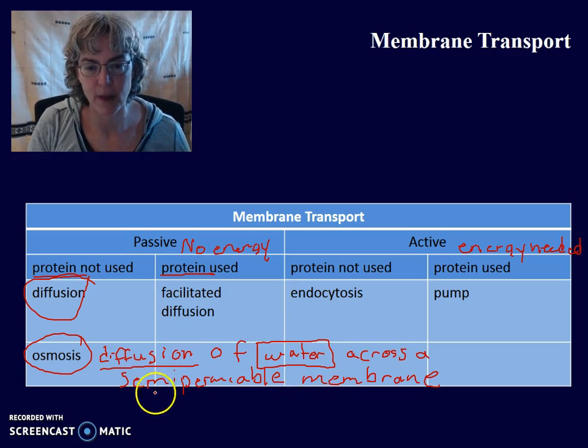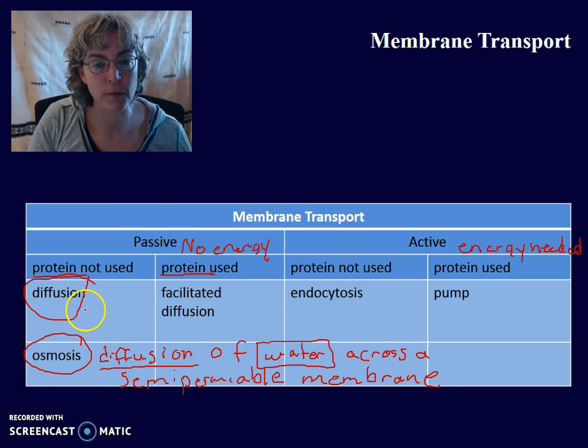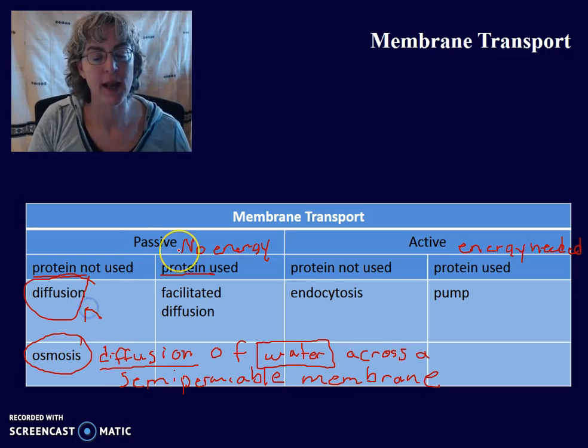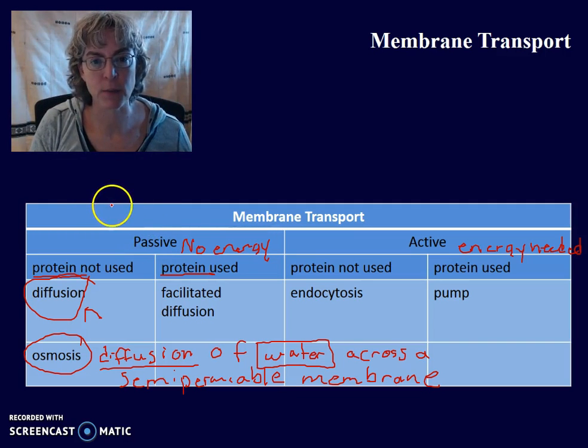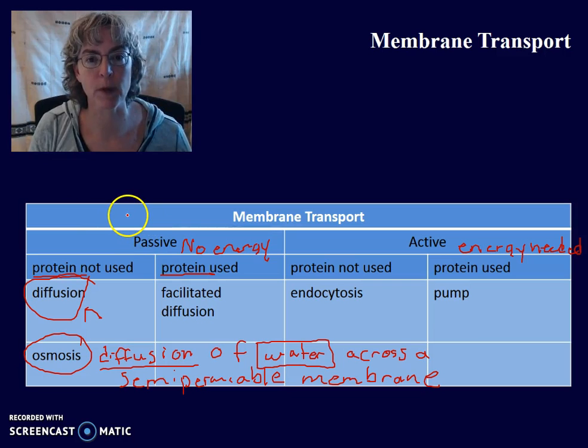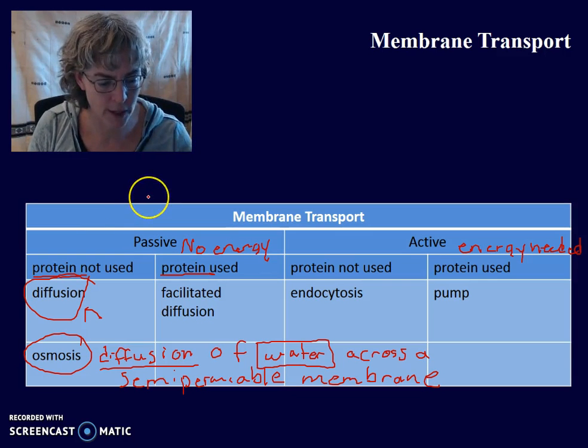of water. And in diffusion before, we were saying that it didn't need a membrane. You know, we could have diffusion just through the air. We can have perfume through the air. We can have sugar in our tea. But in the case of osmosis, you need a semi-permeable membrane. Okay, so what does that mean?